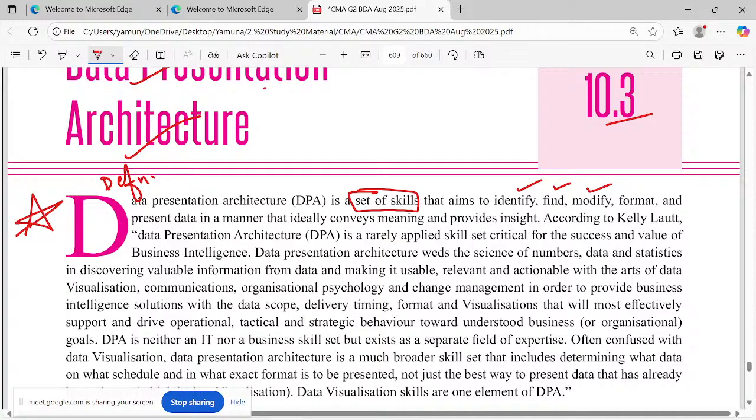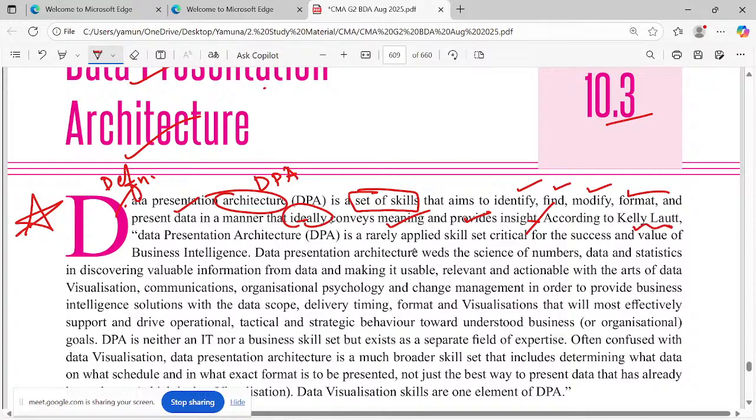Sometimes you have to modify it in such a way that will be helpful for you. So you modify, you format it, and present the data in a manner that will ideally convey meaning and words. That's what you call data presentation architecture, or DPA in short. So here is the definition. This is the colloquial understanding of the definition, and here is an expert named Kelly Lott.